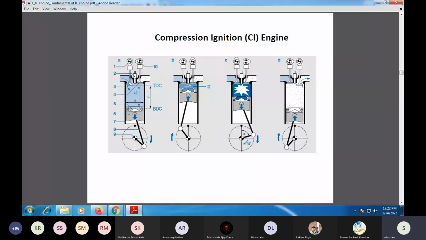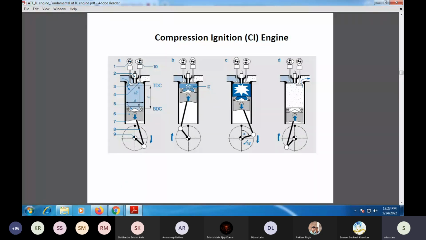At that time, the pressure and temperature inside the combustion chamber will be very high. So the injected liquid fuel is going to be atomized. What is atomization? Atomization is the disintegration of the liquid into small droplets. So the fuel atomization takes place. It is going to be vaporized and mixed with the air, and finally it is going to be burned.